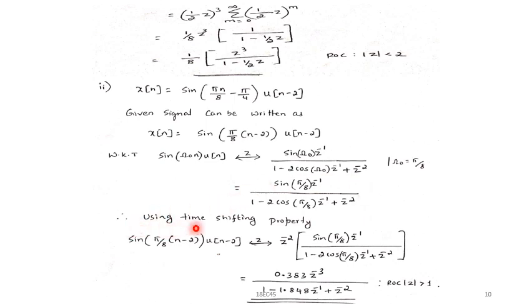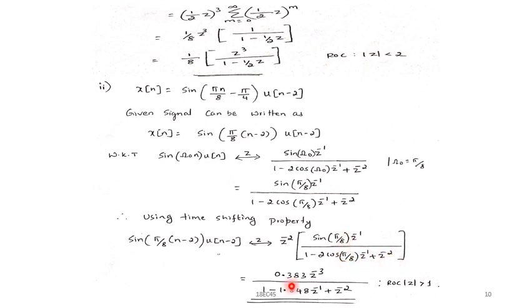So therefore, using the time shifting property, I'll write sine pi by 8 (n minus 2) u of n minus 2 as, I'll multiply with z to the power minus 2. You know that the time shifting property is: x of n minus n naught has z transform z to the power minus n naught into x of z. So here u of n minus 2 is there, so this u of n is replaced by u of n minus 2. So I'll take z to the power minus 2 multiplied to this sine pi by 8 z inverse divided by 1 minus 2 cos pi by 8 z inverse plus z to the power minus 2.